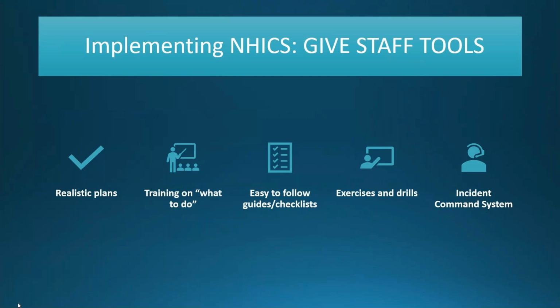All right, so how do we implement NHICS? We need realistic plans. We need training on what to do, easy to follow guides and checklists. We need to exercise and drill those things, and we need to do it in the form of incident command system. So I've talked about this training and exercise. It needs to be done in incident command, especially if you're using a CAF EOP template, because your own plan says that you're going to utilize NHICS.